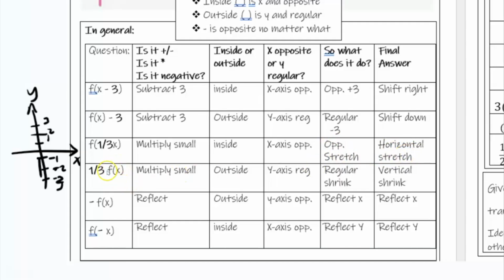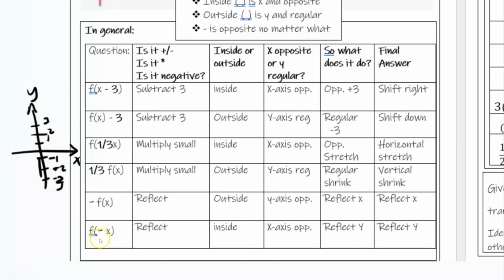Same thing with multiplying on the outside is y and regular. So again, I have a fraction, so that means I'm shrinking. So I'm multiplying by a small number between 0 and 1. It's outside, that way it's y and regular. So it's going to be shrinking just like I think. So it's a vertical shrink because up and down is vertical, left and right is horizontal.